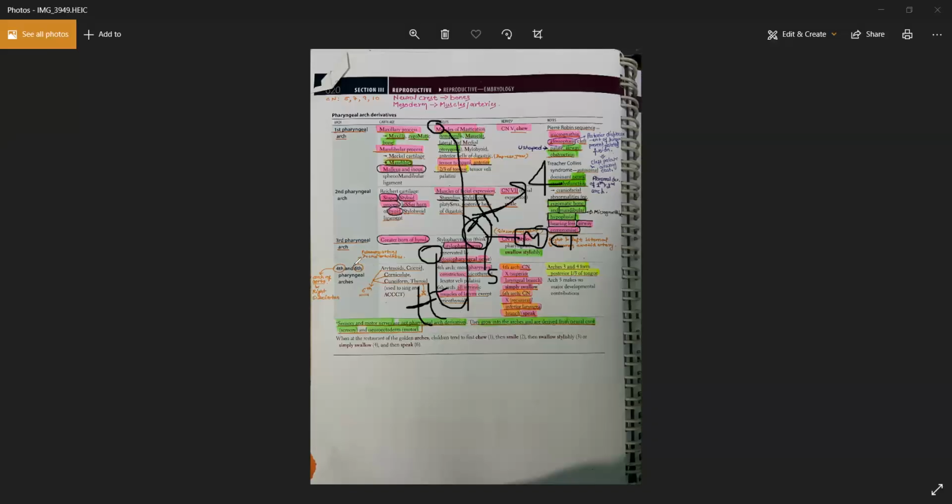So just know the nerves first, and from the nerves, go to all these structures and then to the arches. This way it would be easier for you to learn, right?